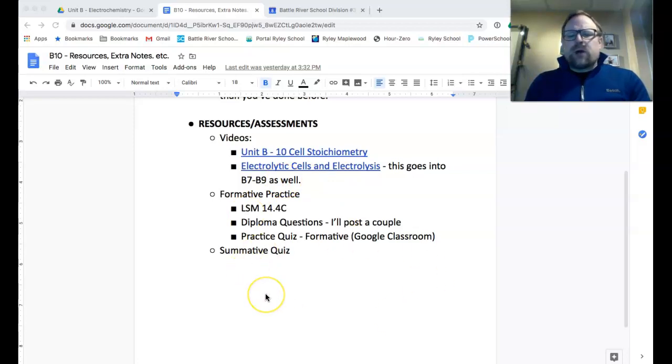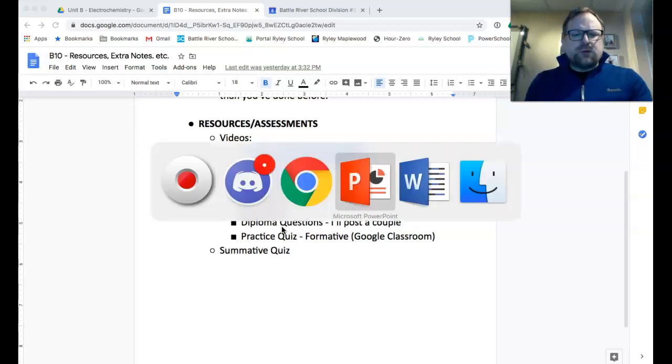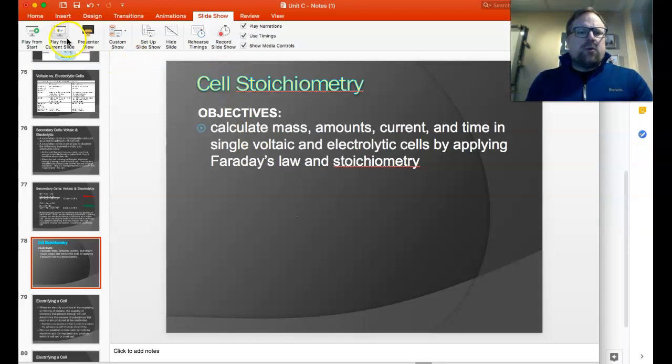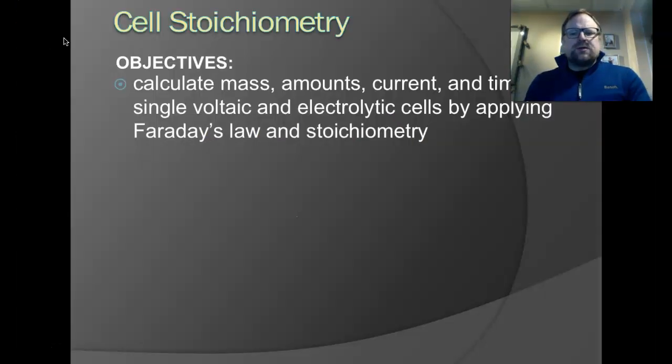And then you've got some formative practice. There's an LSM with some practice questions on it. I'm going to post a couple of diploma questions at some point this week. They may already be up by the time this video is up. And then a few practice questions, and then I'll give you your summative quiz, and that'll be it for Unit B. That means that next week we'll be moving on to Unit C, which is our organic chemistry unit. So I'm going to switch over to the PowerPoint, and we're going to get started on cell stoichiometry.